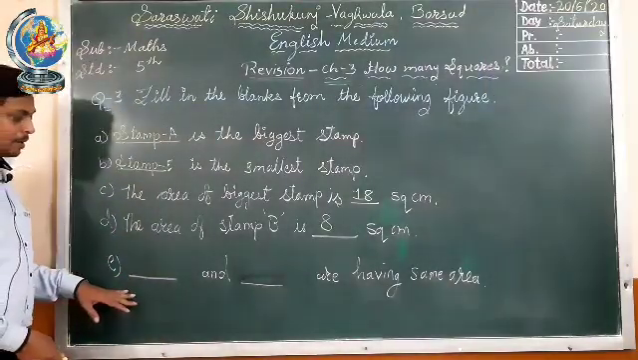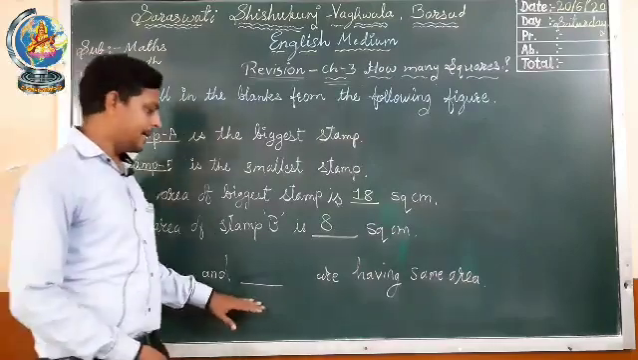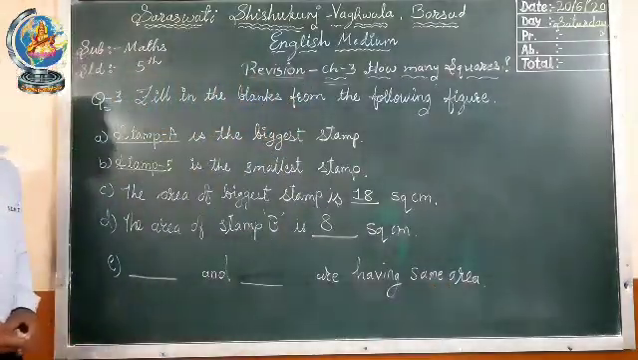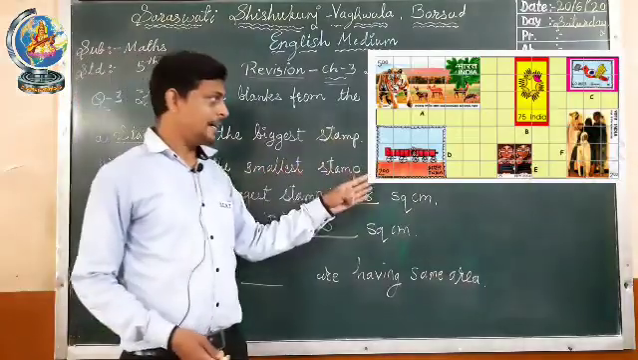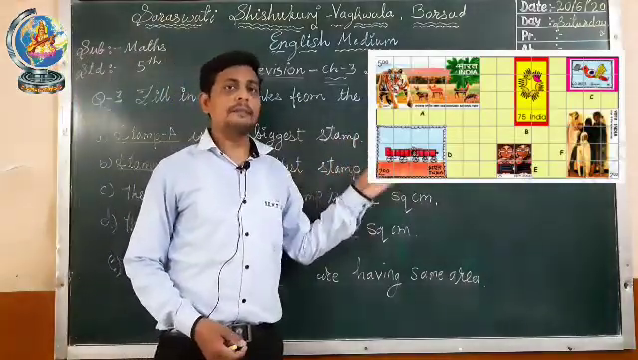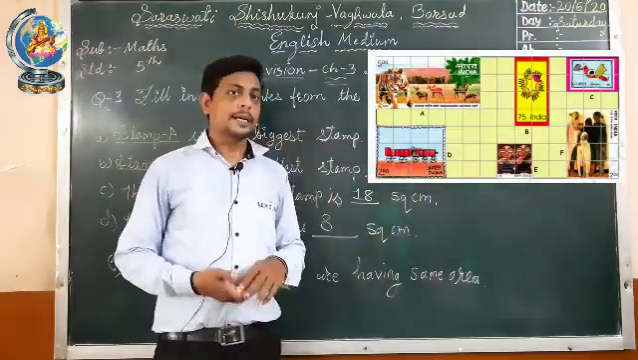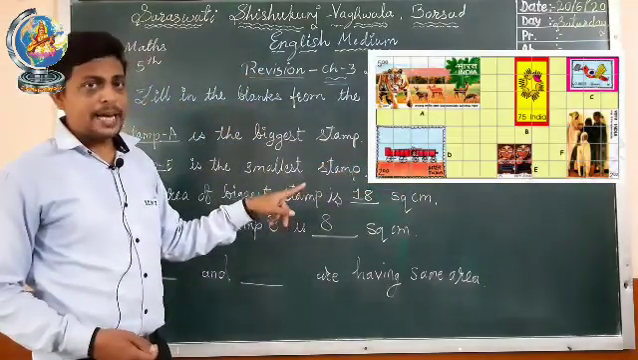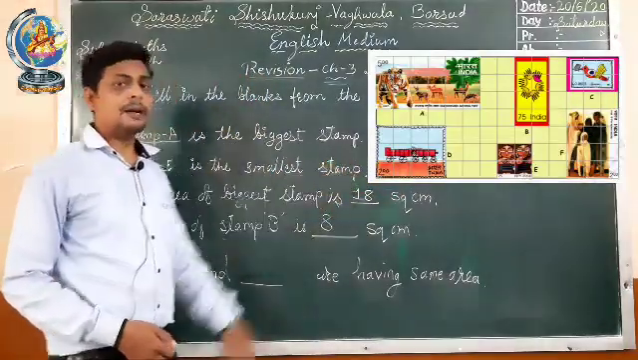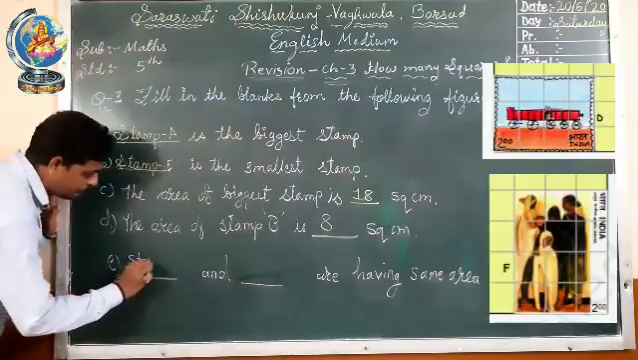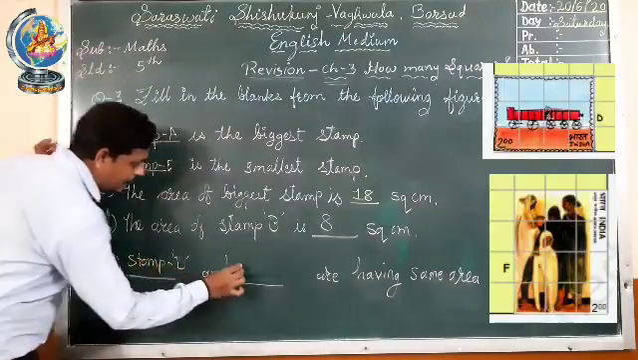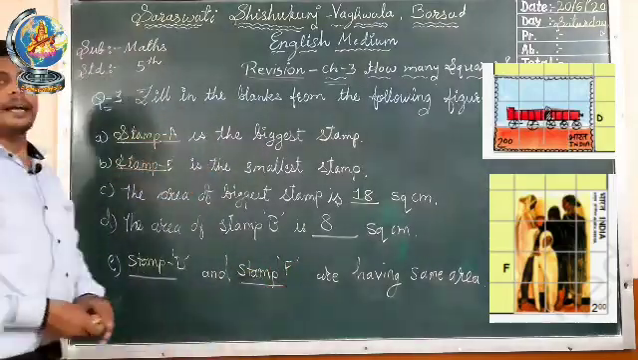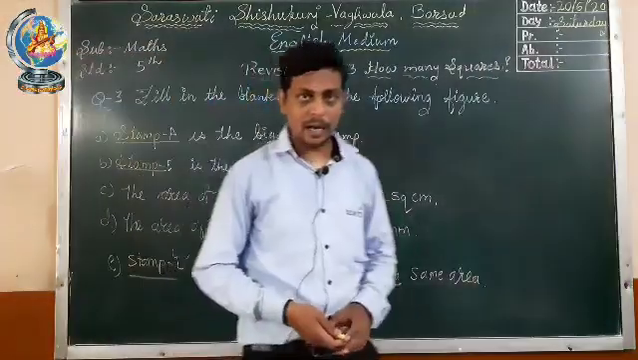Last blank, E number. Blank and blank are having the same area. Now in the picture find out which are the two stamps having the same area. If you look carefully, you will get the answer. So stamp D and stamp F are having the same area.